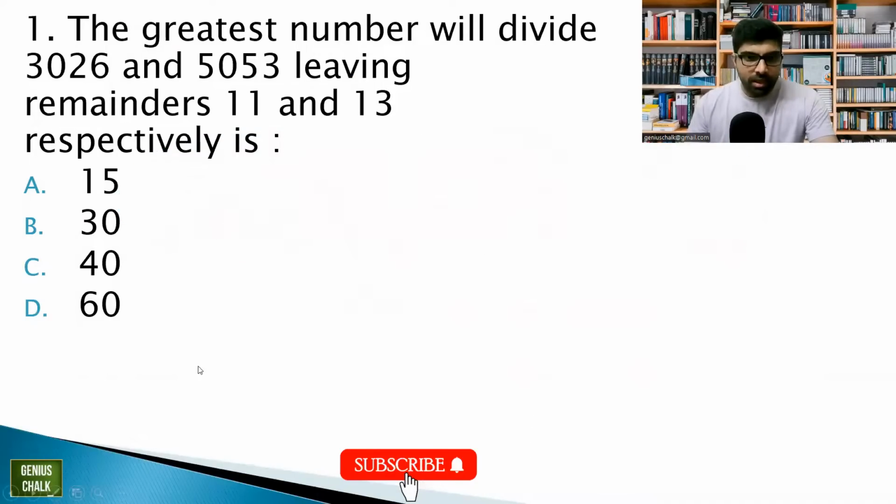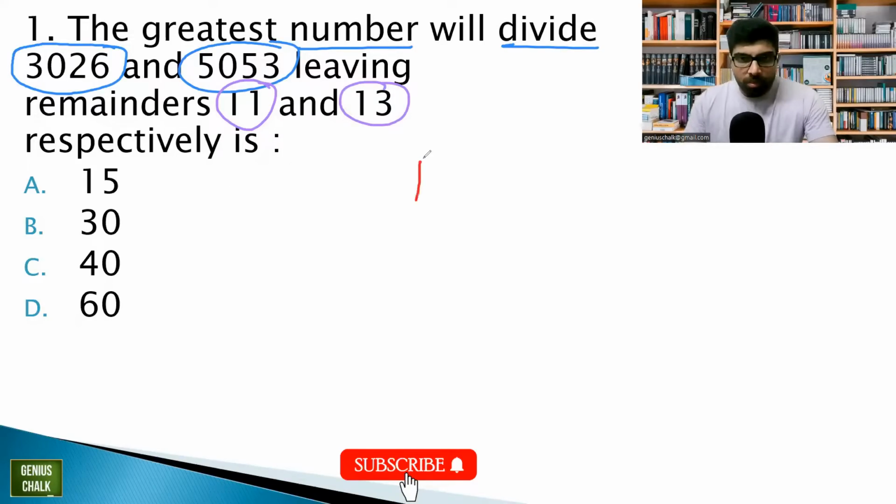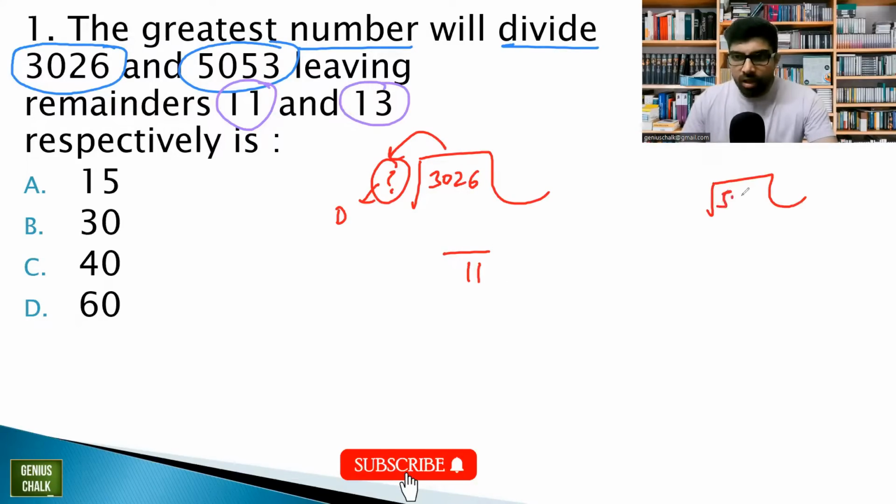First question says: the greatest number that will divide 3026 and 5053, leaving remainders 11 and 13 respectively. Now in this type of question, the number which will divide 3026 must be a factor, or we can say a divisor of this, right? And the remainder is 11. And if the same number is dividing 5053, leaving the remainder 13, that means the same number must be the divisor and it must leave remainder 13.